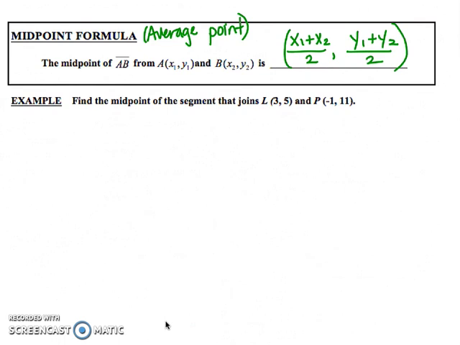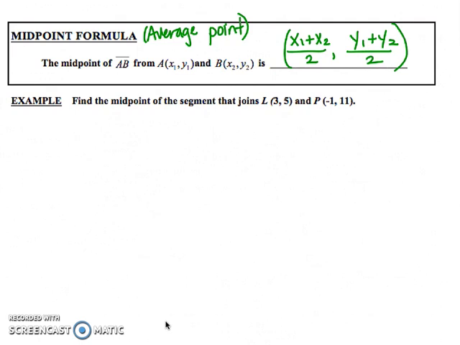The most common error that students make is confusing the signs in the distance formula and the midpoint formula. So please try to remember that the distance formula has subtraction, whereas the midpoint formula has addition.